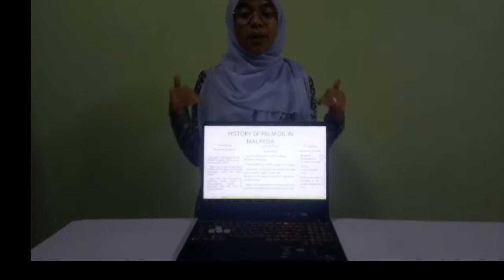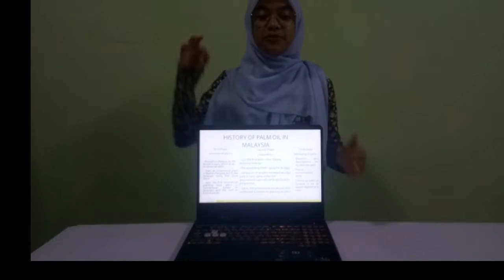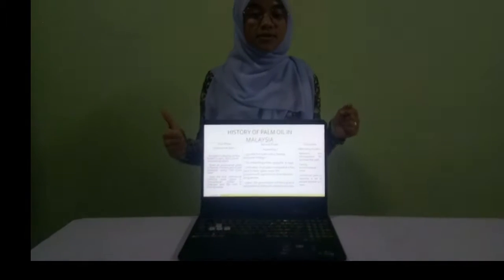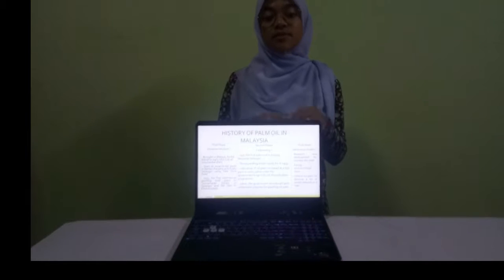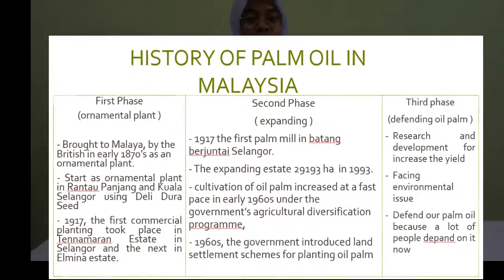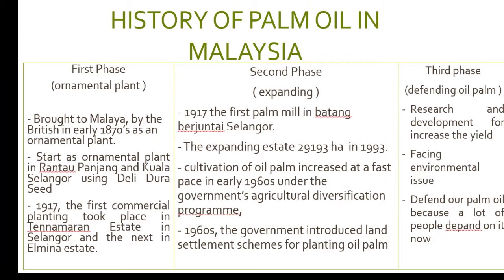The history of palm oil in Malaysia can be divided into three phases. The first phase is when it was introduced as an ornamental plant, brought to Malaya by the British in early 1817, and it started as an ornamental plant in Rantau Panjang, Kuala Selangor. Next, the first commercial plantings took place in Tennamaram Estate and Elmina Estate.